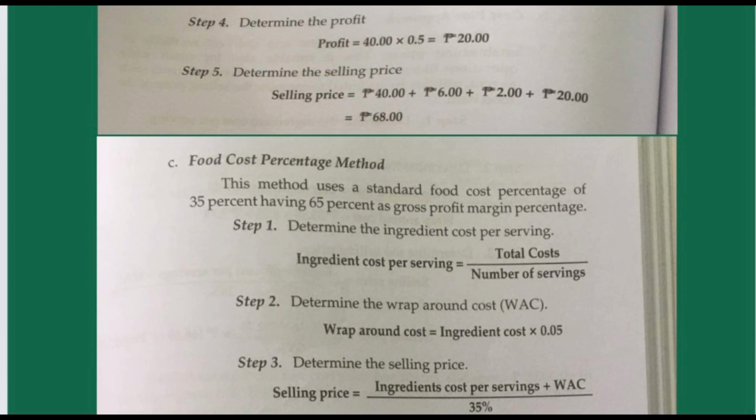Next and last, food cost percentage method. This method uses a standard food cost percentage of 35%, having 65% as gross profit margin percentage. Step 1, determine the ingredient cost per serving. Ingredient cost per serving equals total cost divided by number of servings, as always. Step 2, determine the wrap-around cost. Wrap-around cost equals ingredient cost times 0.05. Step 3, determine the selling price. Selling price equals ingredient cost per serving plus wrap-around cost divided by 35%.